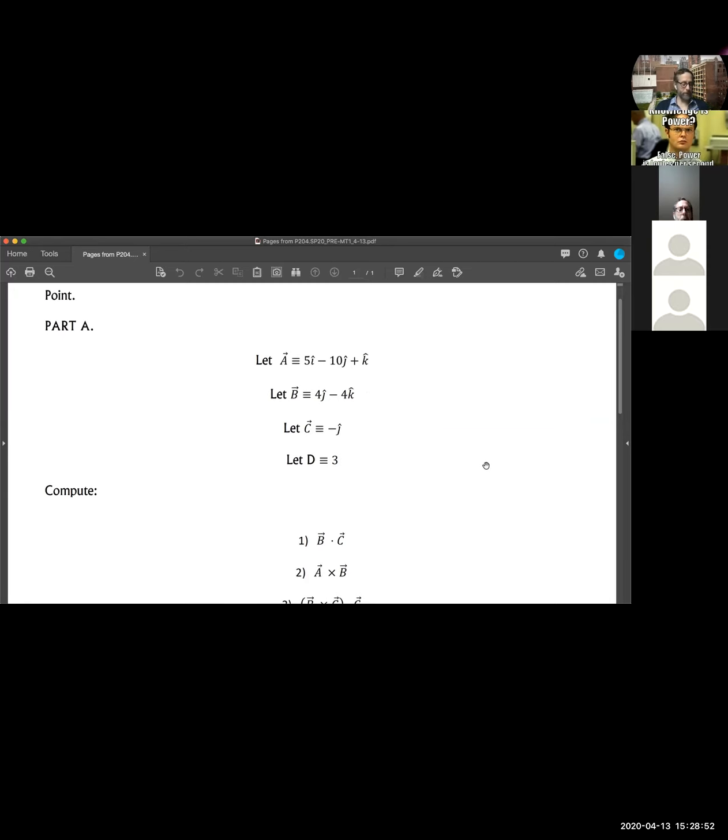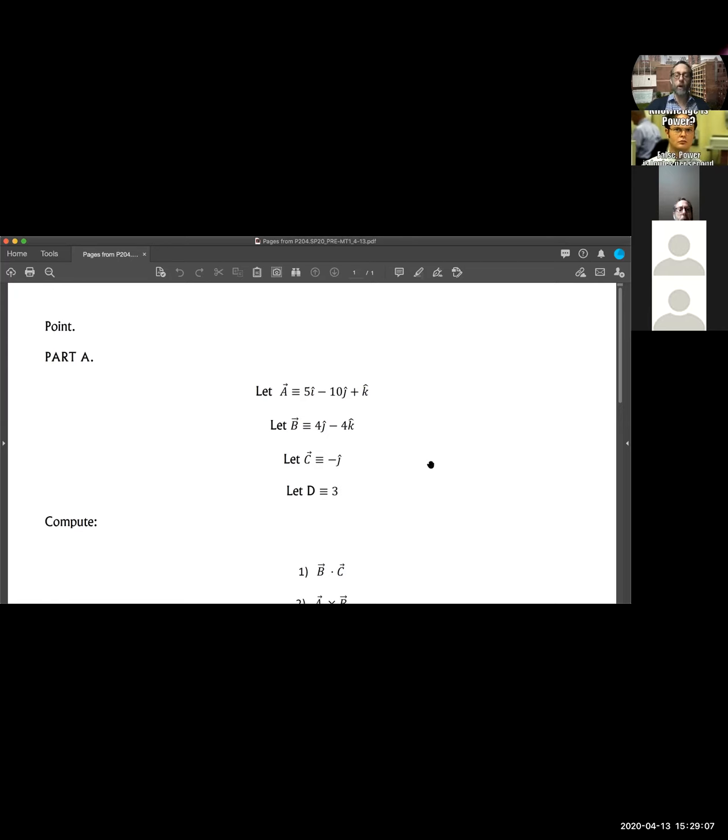I'm going to start solving this. We're given four vectors A, B, C, and D. Let me first of all make clear: this is a new way of notating vectors. Part of what we're learning here is a new way of expressing vectors. There are two distinct ways. One is a magnitude and a direction. That's what we used to say: a vector is a magnitude and a direction.